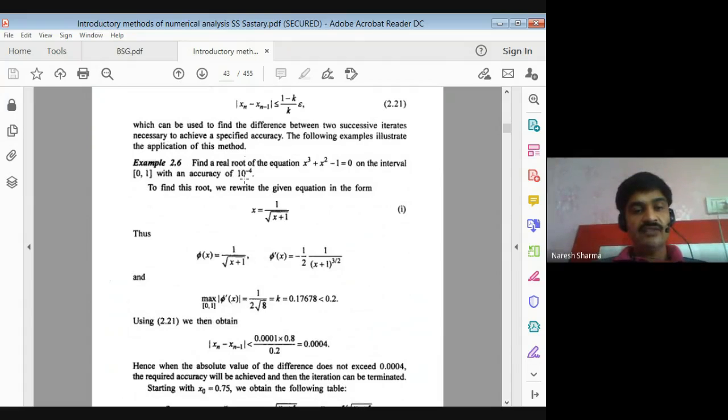With the accuracy we require here being 10 raised to minus 4, we can rewrite this into multiple forms. The first form we have already written is this one. So we can check the derivative of this right hand side. If we take the derivative of this right hand side, that is minus 1 by 2, 1 divided by (x plus 1) raised to the power 3 by 2.